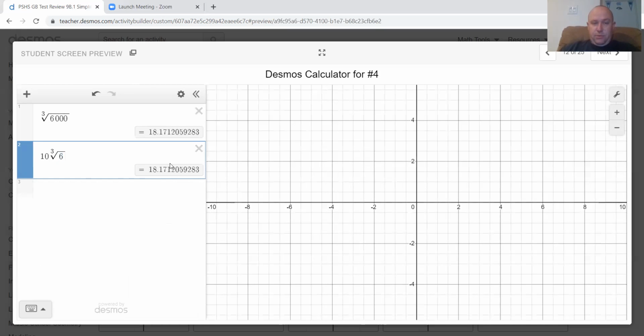So if you are using the decimal method, make sure you type in all the answers. And then if you have more than one that's correct, pick the one that has the smallest radical, because that will be the one that has been simplified the most.